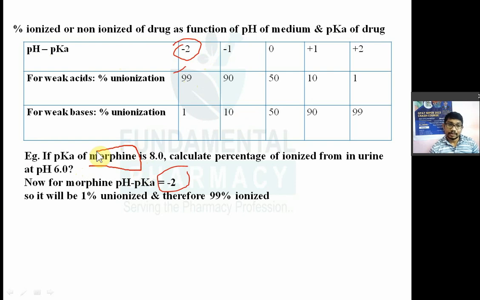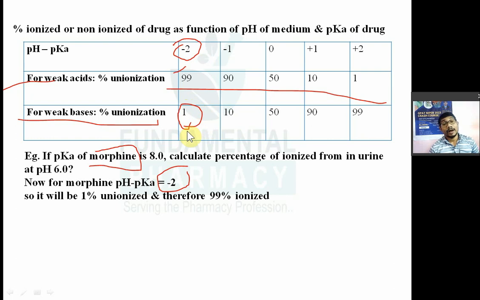So now pH minus pK for morphine is -2. So therefore 1% drug will be unionized and remaining 99% will be ionized. Is that clear? Now यही क्वेश्चन आपको अलग तरीके से आ सकता है। कैसे? सेम क्वेश्चन, pK of morphine is 8. Calculate the percentage of drug excreted.